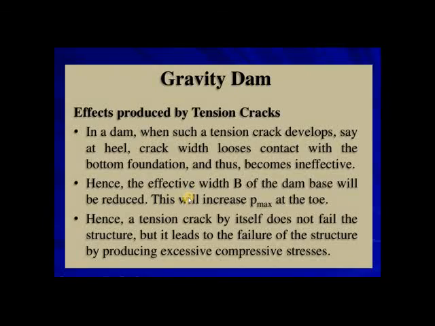So what will happen at the reduction of B? The effective width B of the dam will be reduced. This will increase P max at the toe. Hence a tension crack by itself does not fail the structure, but it leads to failure of the structure due to excessive compressive stresses, and these excessive compressive stresses basically crush the material used for construction of the dam.